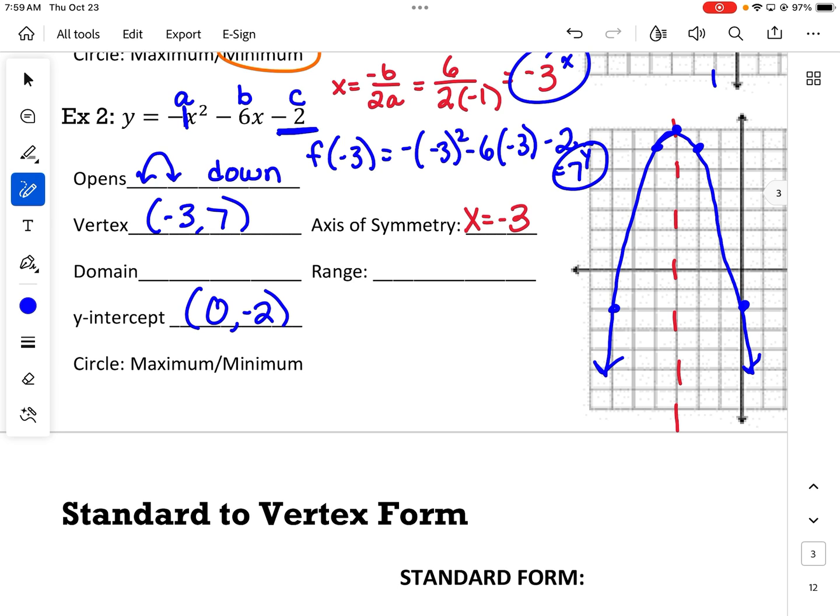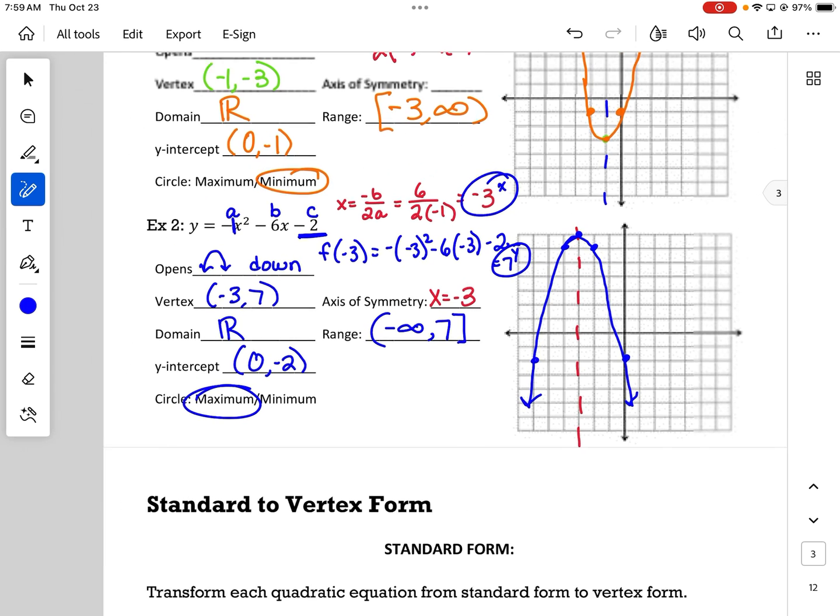All right, domain. It's quadratic, so what's it going to be? All real numbers every time, unless you have some endpoints, but we don't. It keeps on going on and on. And then our range. You always want to go least to greatest, so look at the bottom. What is the bottom going to be? Negative infinity, because it goes on and on with arrows. Negative infinity up to what? 7. Then do we have a maximum or a minimum? Maximum. Good.